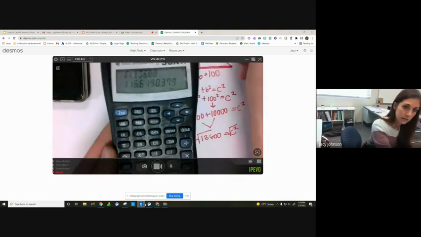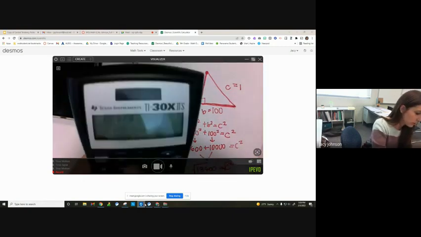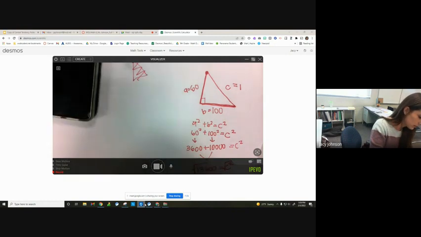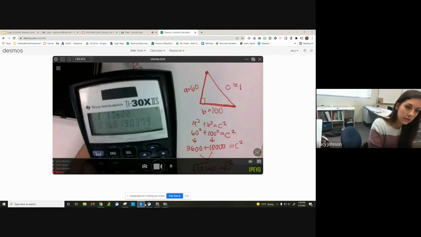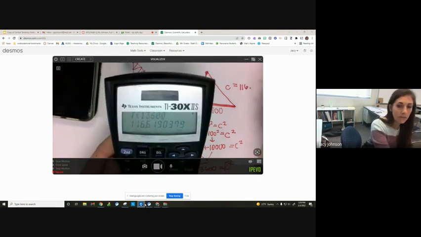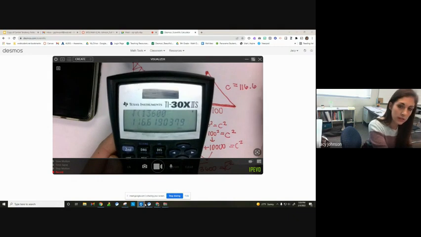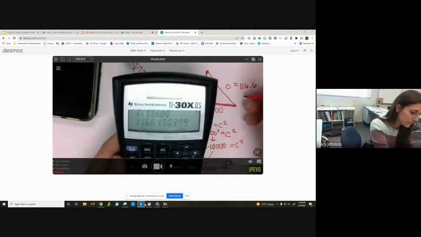So c is equal to, what? Let's see. I'll just do that again. 116 point. Now, if it asks me to round to the nearest tenth, remember that's one decimal place. So I would do 116.6. But if it asks for the hundredth, that's 2.